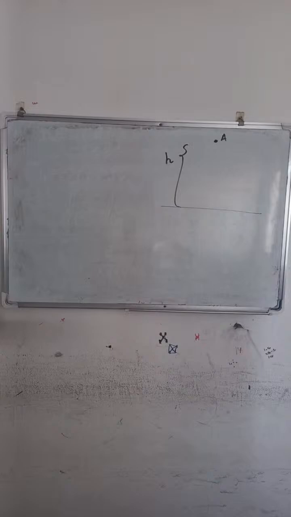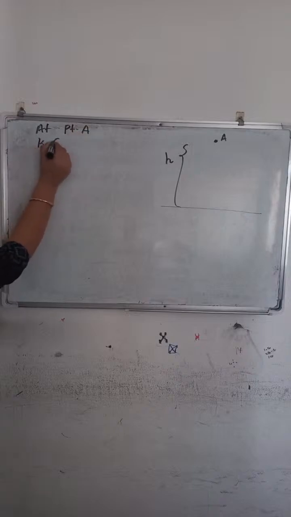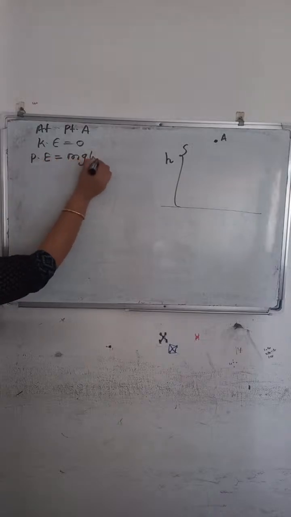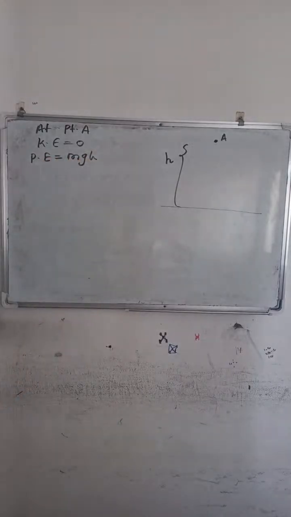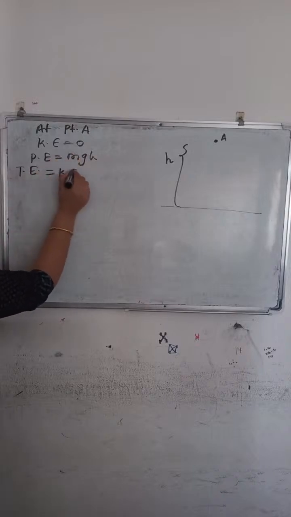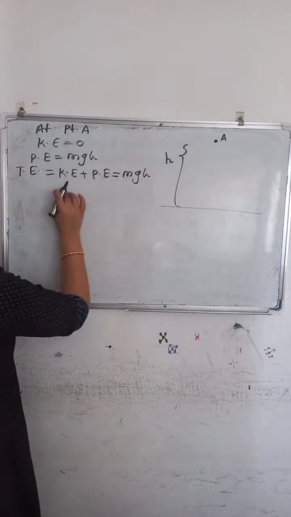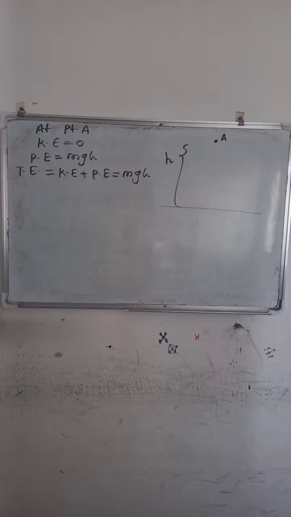So at point A, kinetic energy is equal to 0 and potential energy is mgh, because it is raised to a certain height. Whenever we take an object and keep it at a certain height, it has the maximum potential energy mgh. So the total energy of the system at A is kinetic energy plus potential energy, which is mgh, because kinetic energy is 0 here.